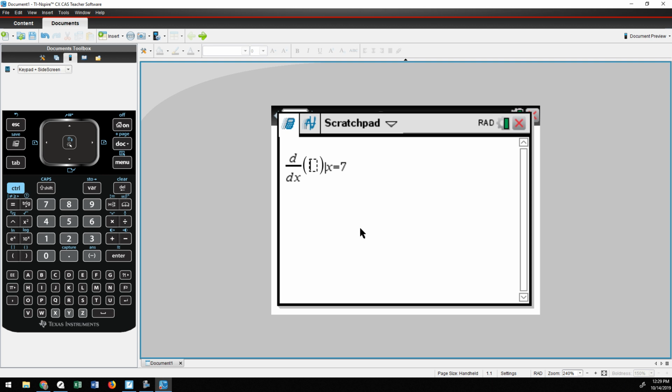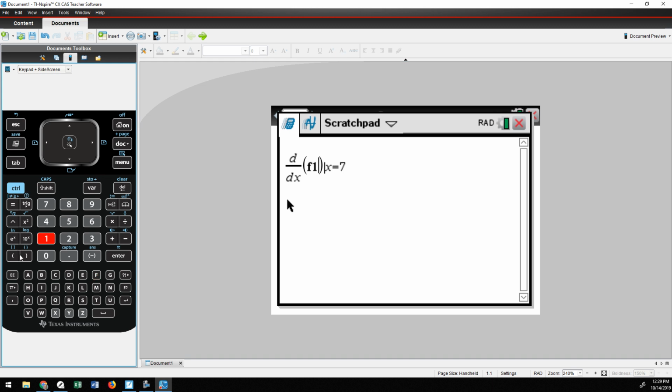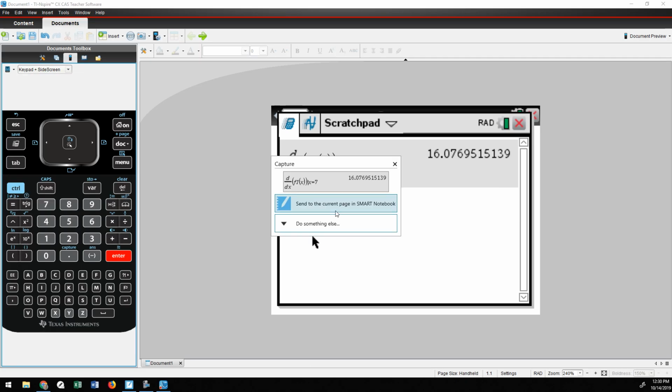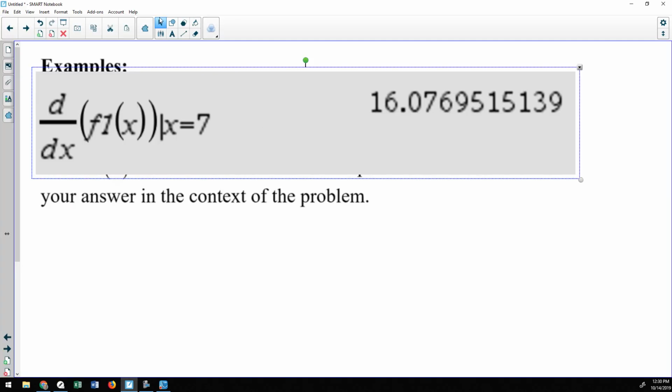Okay. Pops up a template, and here it asks you to simply fill in the blank for the function. And because I have this function stored for f1, I will tell the calculator to find the derivative of f1 of x, then plug in 7. I'm in the habit of hitting Control Enter to force the decimal, so I do that, and I get an answer of 16.0769 and a bunch of other garbage. So I'm going to grab that and put it on my workspace. So save to current page, and here it is.